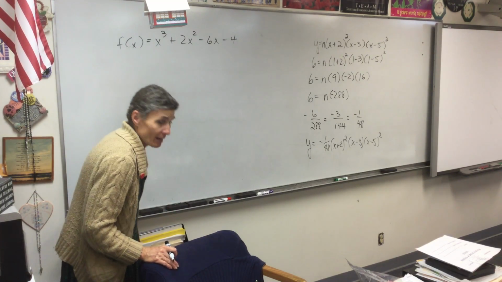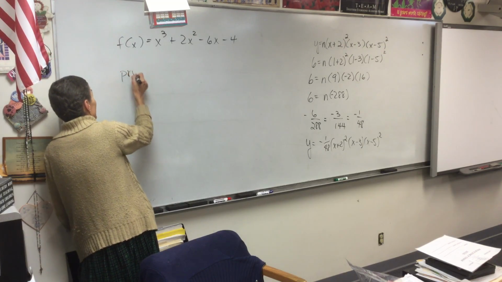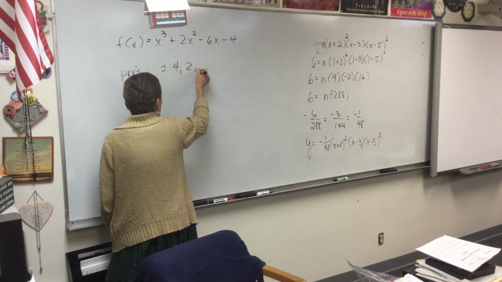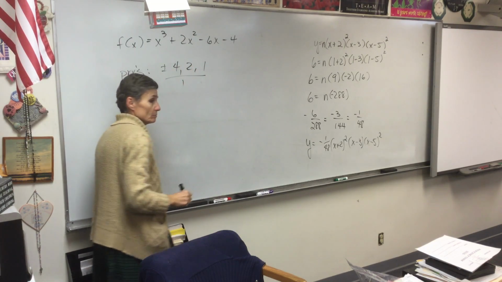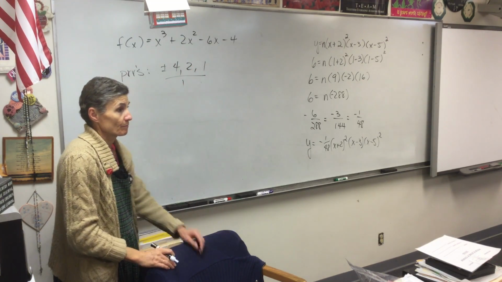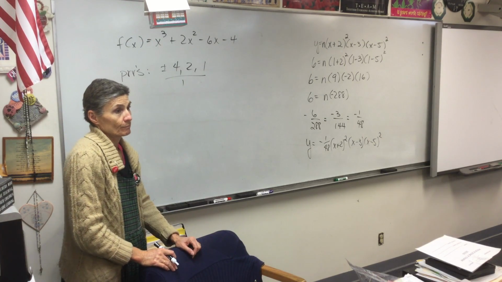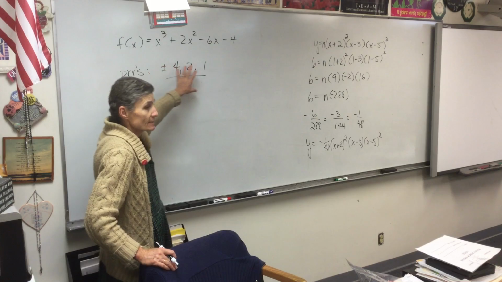PRRs. It says list the possible rational roots. What are the PRRs? Plus or minus 4, 2, 1. Here we go. That's it. That's all there are. Now it says find them. So these are our possibilities.